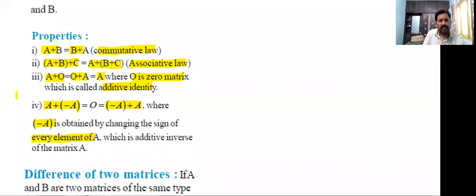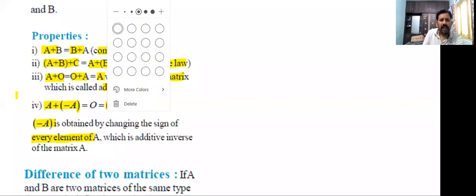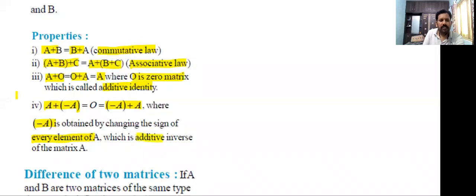Students, last point once again, observe here. A plus minus A is equal to 0. Minus A plus A is equal to 0. Where minus A is obtained by changing the sign of every element of A, which is the additive inverse of the matrix A. Minus A is called the additive inverse of the matrix A, or we can write additive inverse of A.